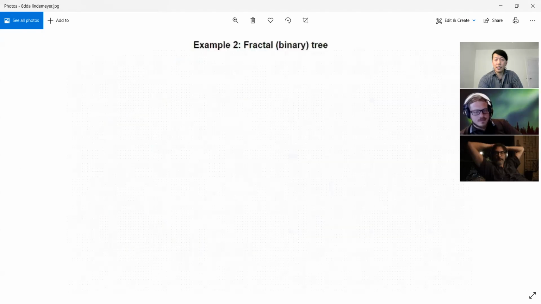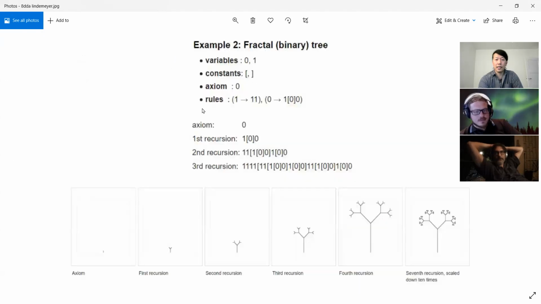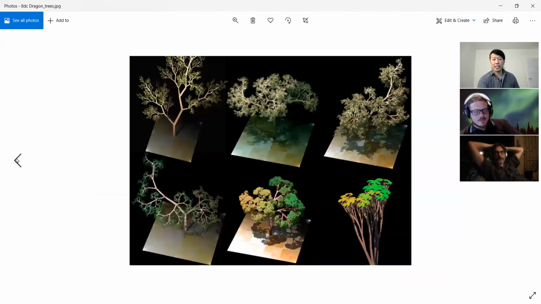Another example is that of a binary tree. Again, mapping to create these fractal trees. Then you add fancy graphics to make these biological looking forms.